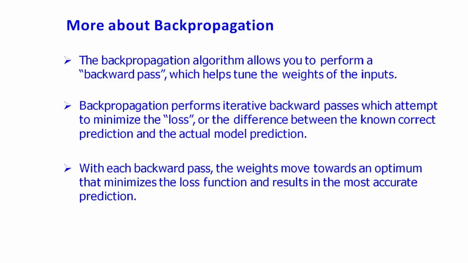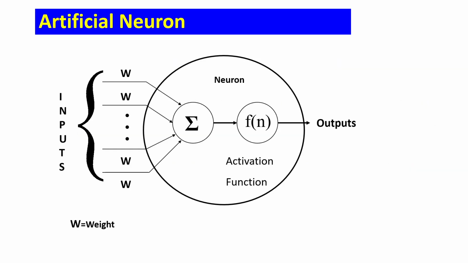So, the backpropagation algorithm allows you to perform backward passes, which in a nutshell helps you tune the weights, and it performs iterative backward passes, back and forth many times, so that the loss function can be minimized. Each time you do a backward pass, weights move towards an optimum value. That means weights will be changed, and this is where the intelligent guesswork is important in neural networks. Many people call this a black box.